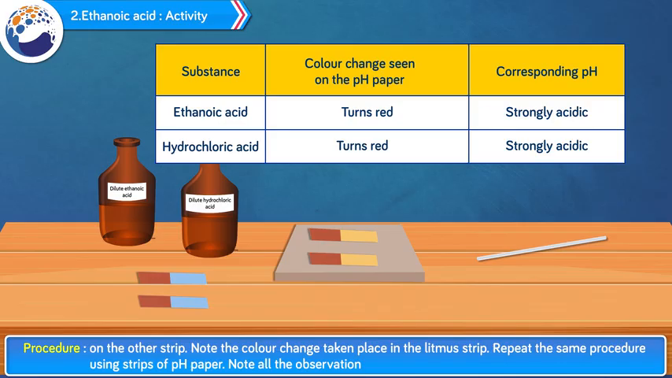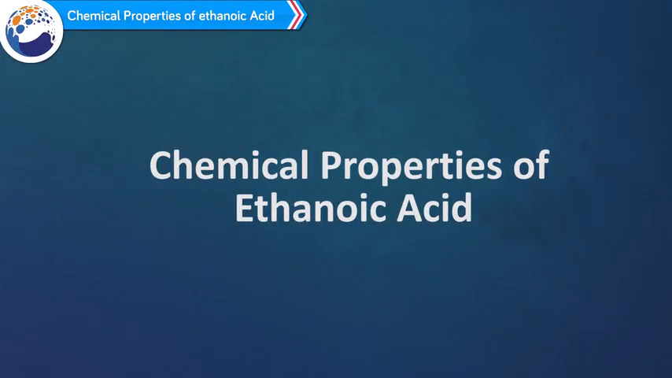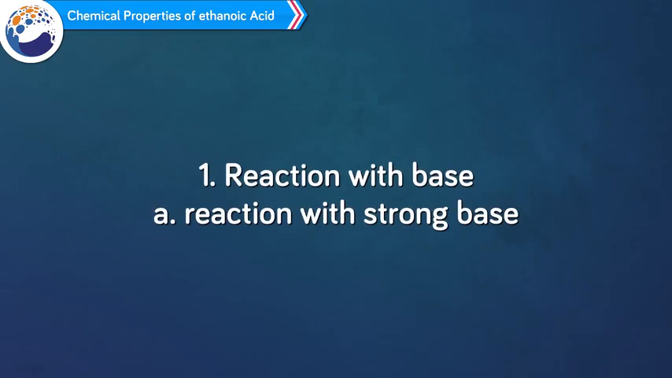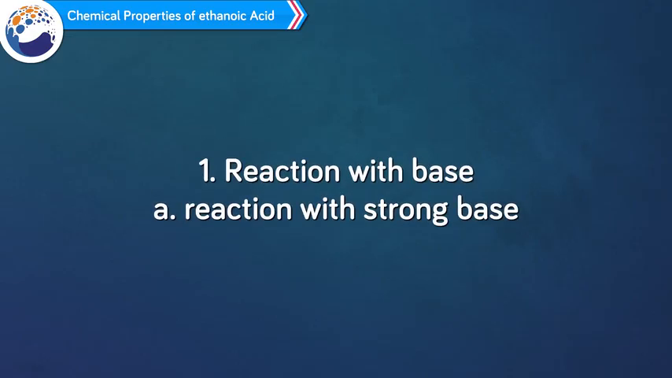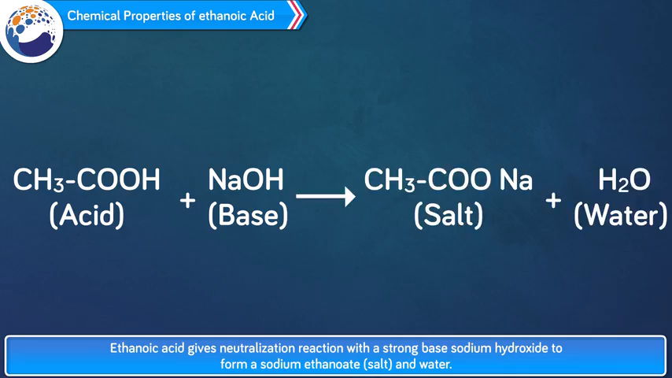Corresponding pH, strongly acidic. Chemical properties of ethanoic acid. Ethanoic acid contains carboxylic acid as its functional group, which is responsible for the chemical reaction. 1. Reaction with base. A. Reaction with strong base. Ethanoic acid gives a neutralization reaction with a strong base, sodium hydroxide, to form sodium ethanoate, salt and water.